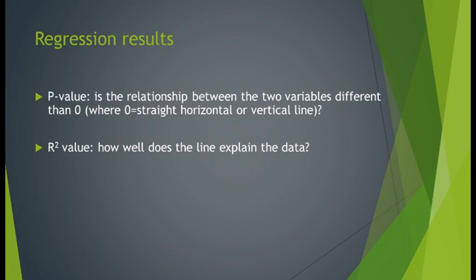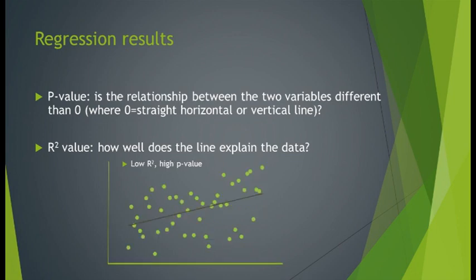So, if you tie these 2 concepts together, you can have a straight horizontal line that has a slope of 0, thus a high R-square value, but a low p-value. In other words, the line explains 100% of the data, but there is not a significant correlation between the 2 variables.